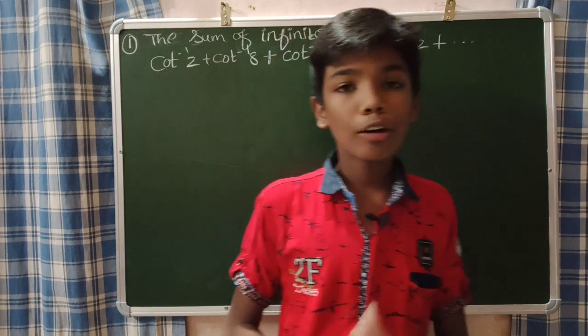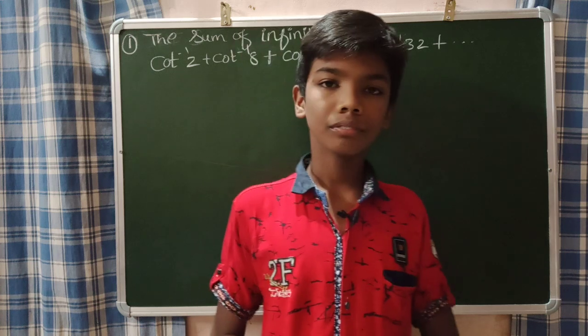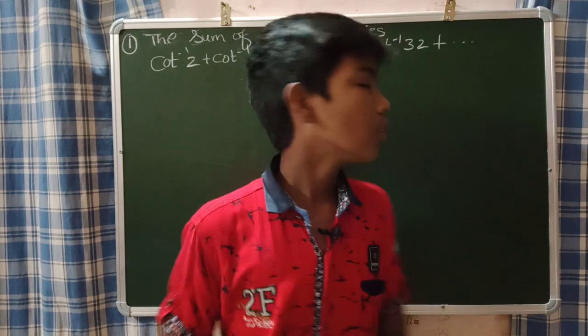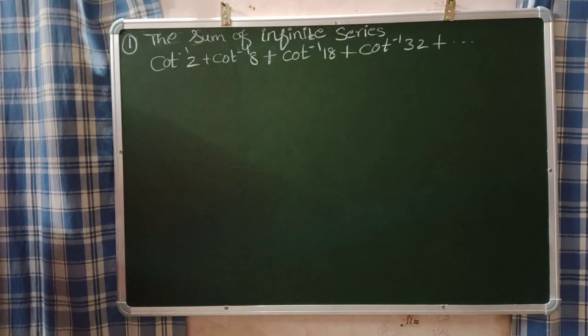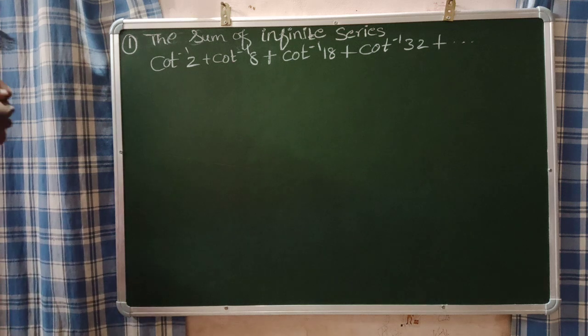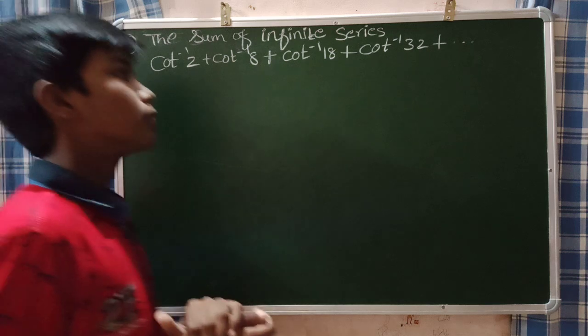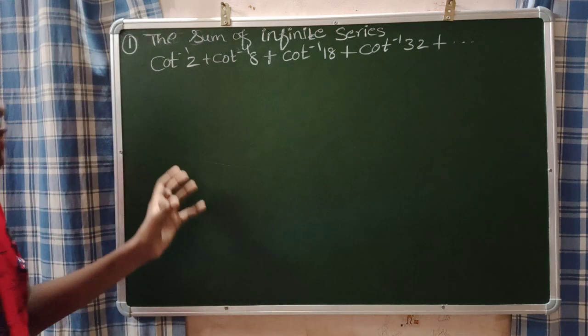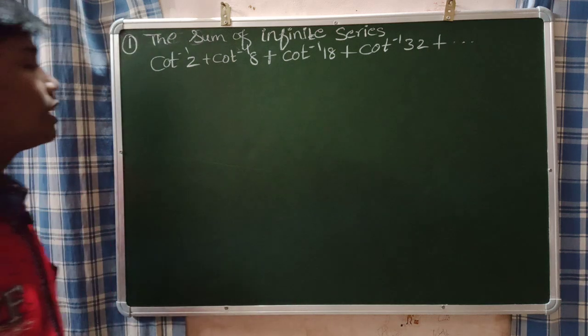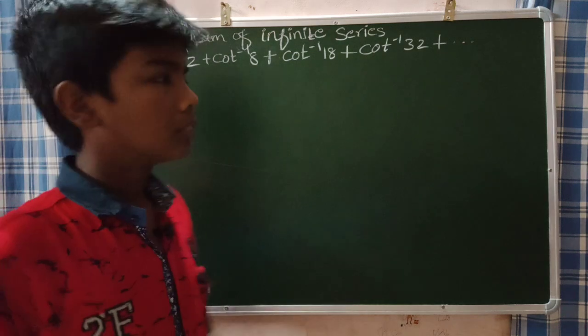So today we're going to solve some JEE Mains questions. So let us start to solve, guys. Our first question is the sum of the infinite series cot inverse of 2 plus cot inverse of 8 plus cot inverse of 18 plus cot inverse of 32, and it goes on like that. So they're asking what is the sum of this infinite series.